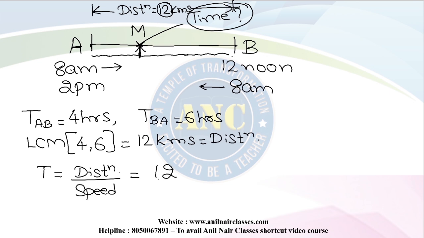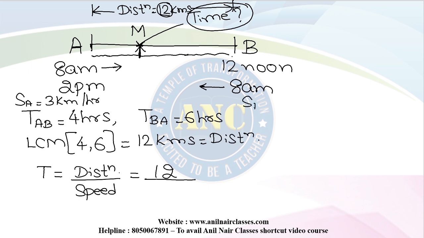So it should be 12 divided by, whenever two bodies are moving in opposite directions, the relative speed is nothing but the sum of the speeds. But before that, we don't know the speed of these two. Let us calculate the speed. Speed of the first train A is distance by time. Distance is 12, time is 4. 12 by 4 is 3 kilometers per hour.